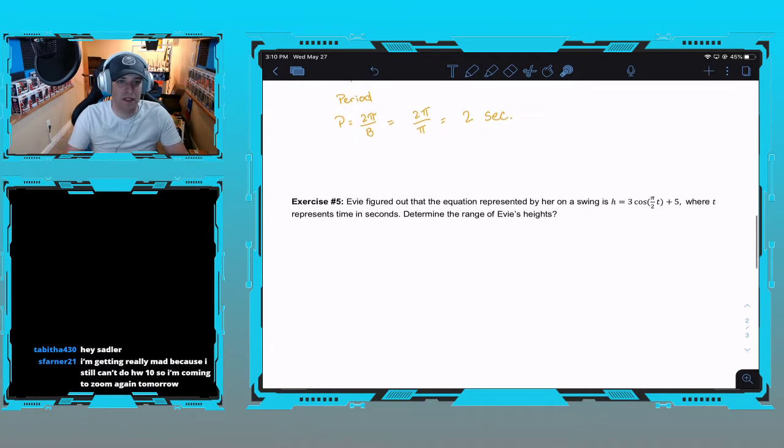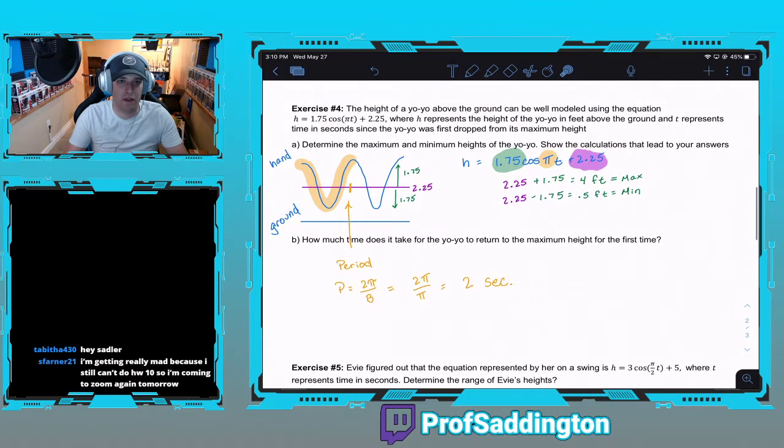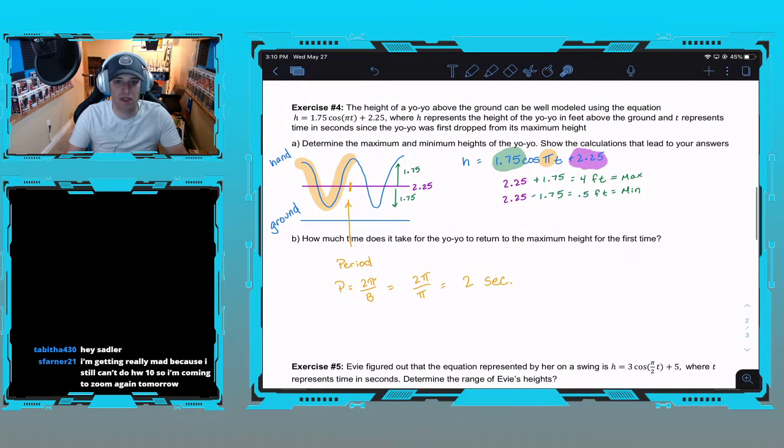Exercise number 5 is actually just part A from up top. So it's the same thing.